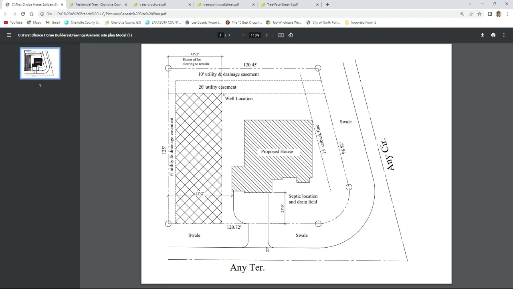This here is your driveway. This line here is the edge of the road. And this dashed line right here is actually the property line. This is what you are actually paying for.